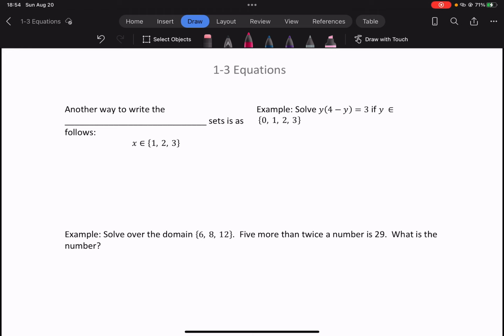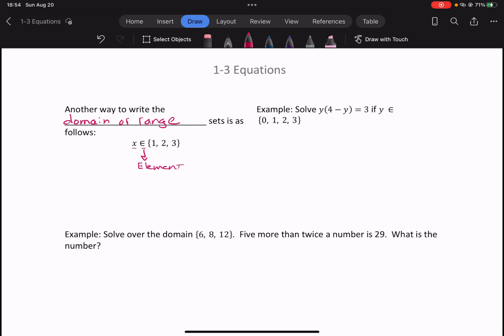Another way to write the solution, or to write the domain or range sets, is as follows. I can use the X. I use this funny looking E that means element. And so I can say that X is an element of the set containing 1, 2, 3. So that means X can be 1, X can be 2, X can be 3.